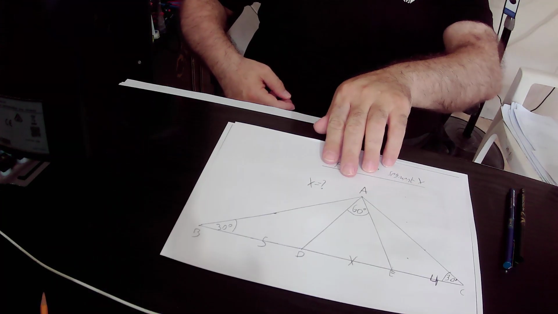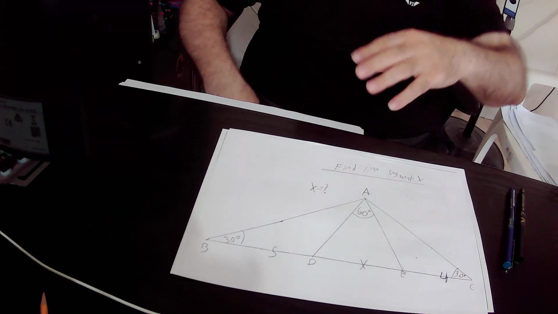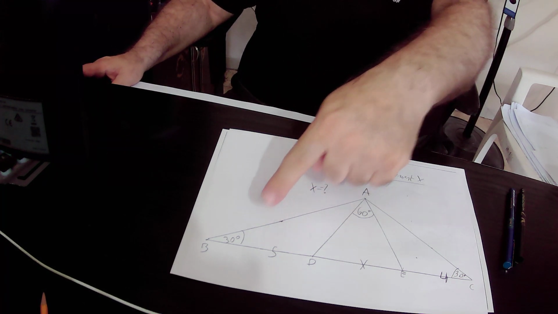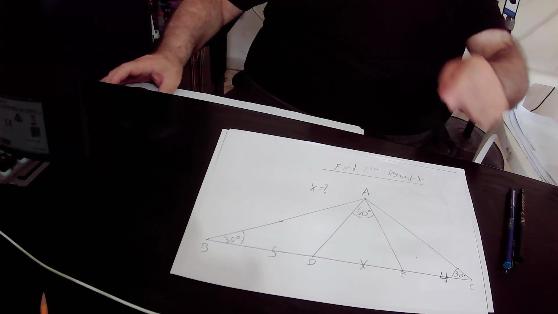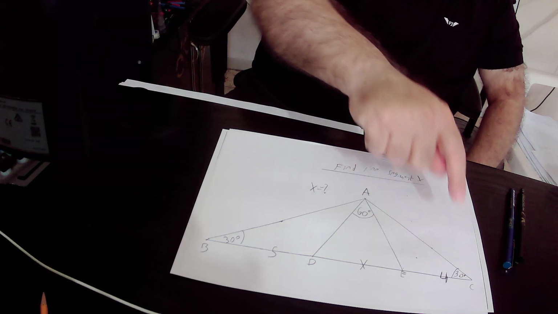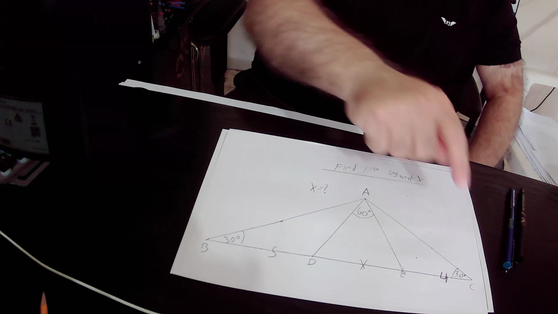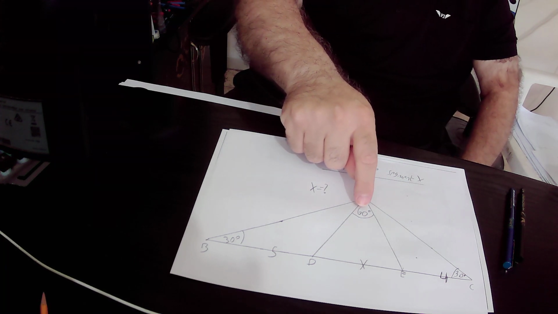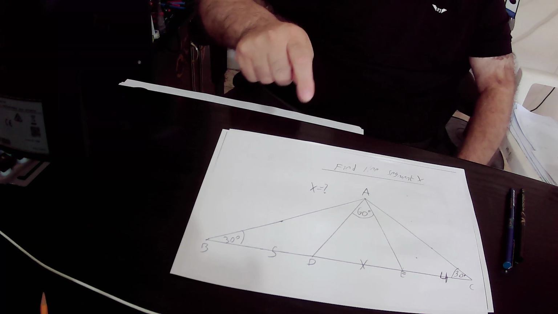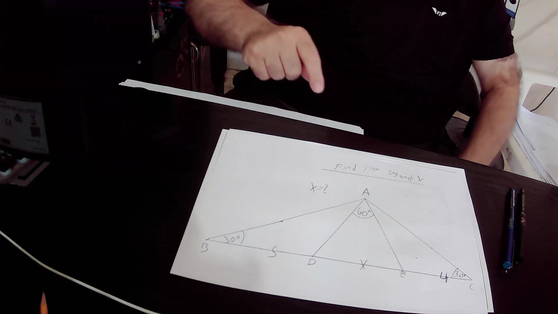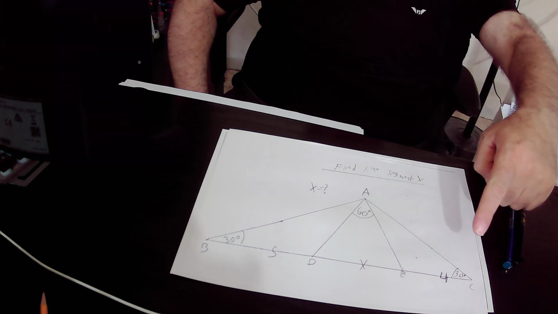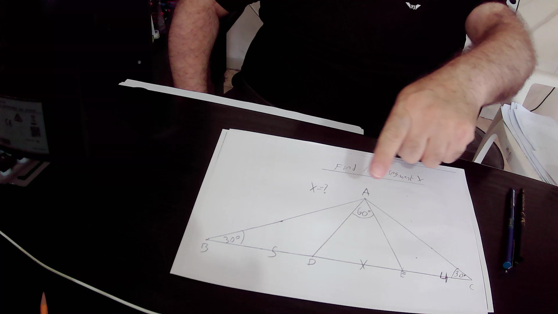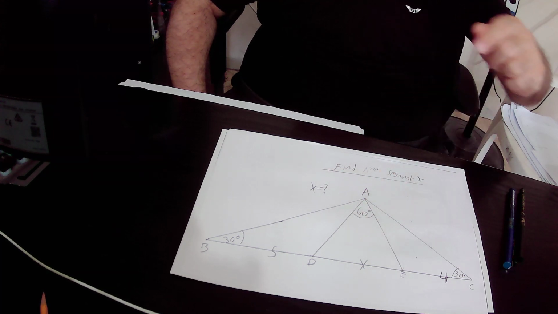In the drawing, we have triangle ABC. We know that angle ABC equals 30 degrees. Angle ACB also equals 30 degrees. Angle DAE equals 60 degrees. Line segment BD equals 5 units. Line segment EC equals 4 units. And our mission is to find out the length of line segment DE that is equal to x.